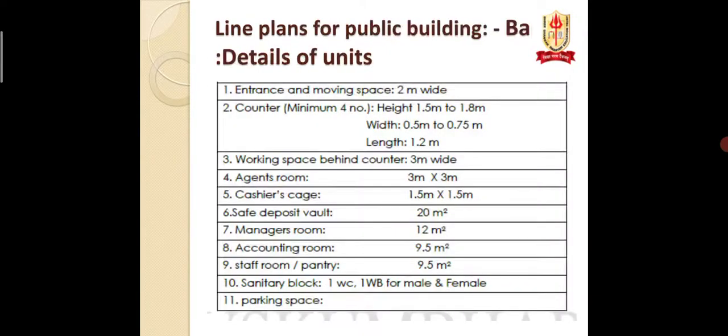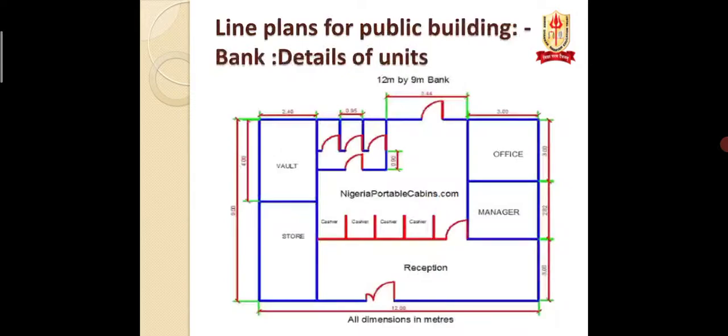Then the detail for a bank. For a bank we should have an entrance, counters, working space, agency room, cashier area, manager room, then the accountant room. Then we should have a sanitary block, parking space. Like this you can plan our bank.